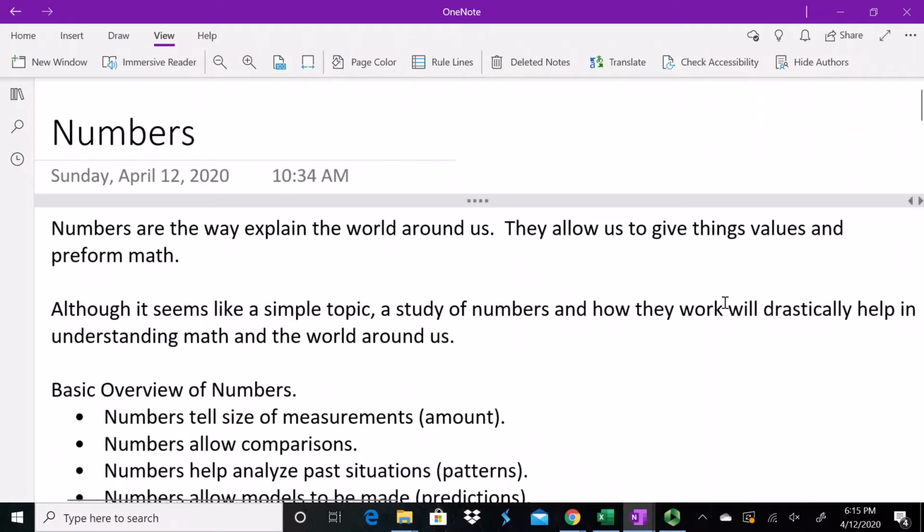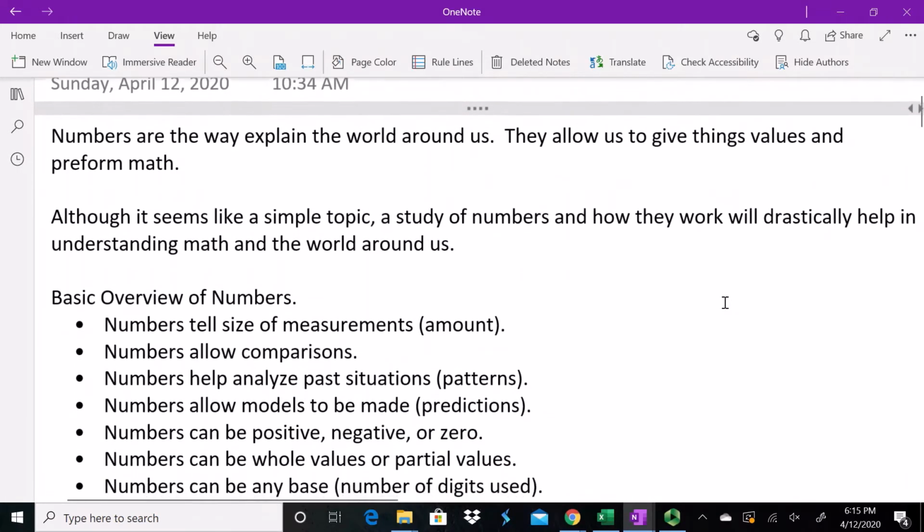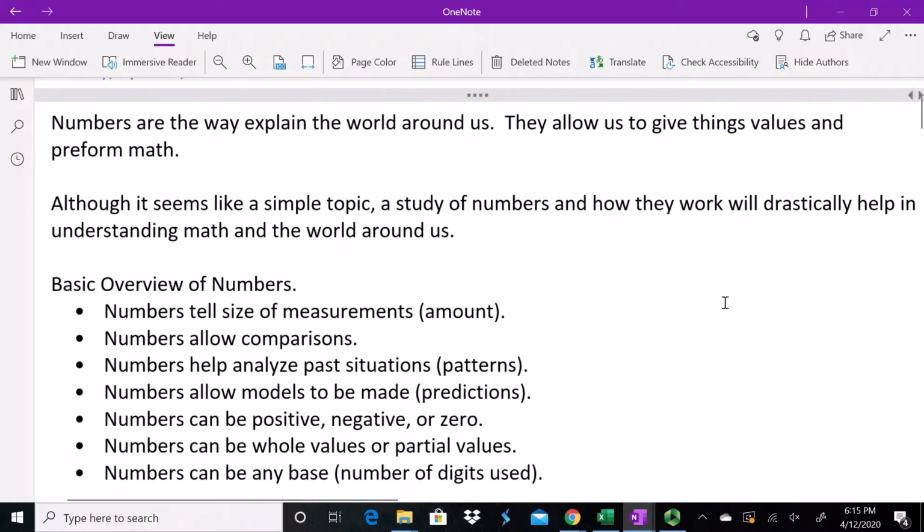Some things that numbers do for us, just some basic overviews of numbers, are they can tell us the size of measurement, so they can tell us an amount. They can allow us to make comparisons between things. They can help us analyze past situations or understand patterns. Numbers allow models to be made so that I can make equations to perform predictions on things. Numbers can be positive, negative, or zero. They can be whole values or partial values. And numbers can be any base. That's the number of digits that we use to describe our numbers. We use base 10. We have 10 digits, 0 through 9, to make up all the numbers possible that we use.